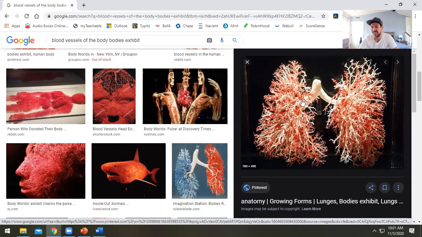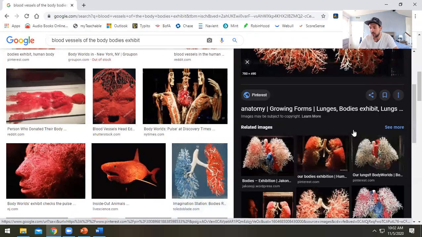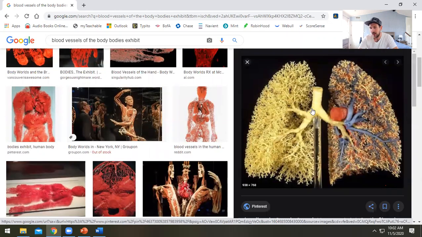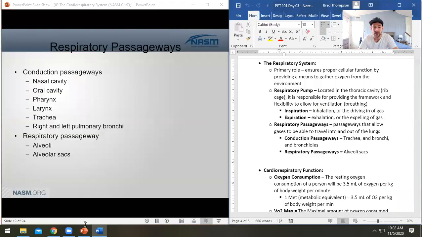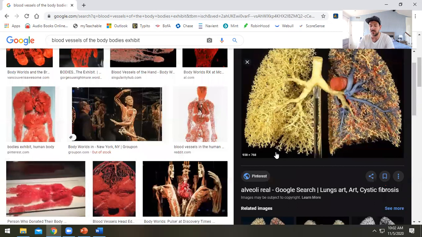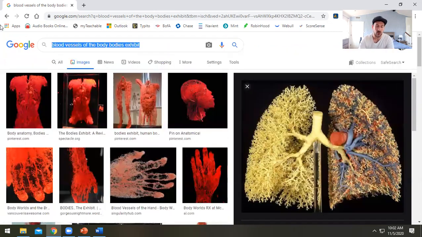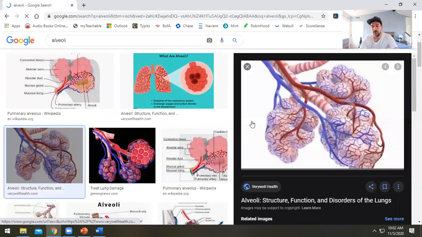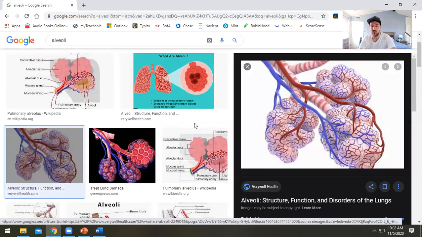There's what it actually looks like. So take a look here. You'll notice it branches out smaller and smaller and smaller. It's got all these really interesting little tiny branches. And you can see in those different branches, they get smaller and smaller until eventually they end in these little microscopic sacs called your alveoli. So alveoli are at the very end of every one of those little tubes.